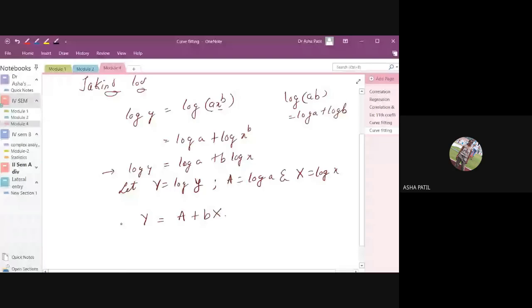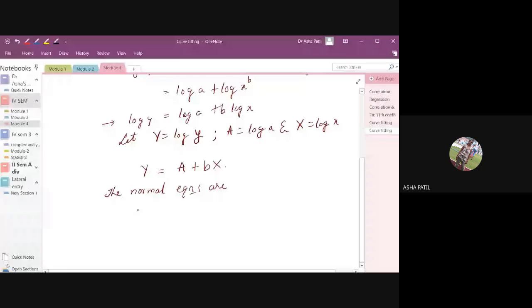We'll write the normal equations. Can you tell what the normal equations are? The first normal equation: summation of Y equal to n A plus b summation X. And the second normal equation: summation XY equal to A summation X plus b summation X squared. You have to multiply by capital X there.